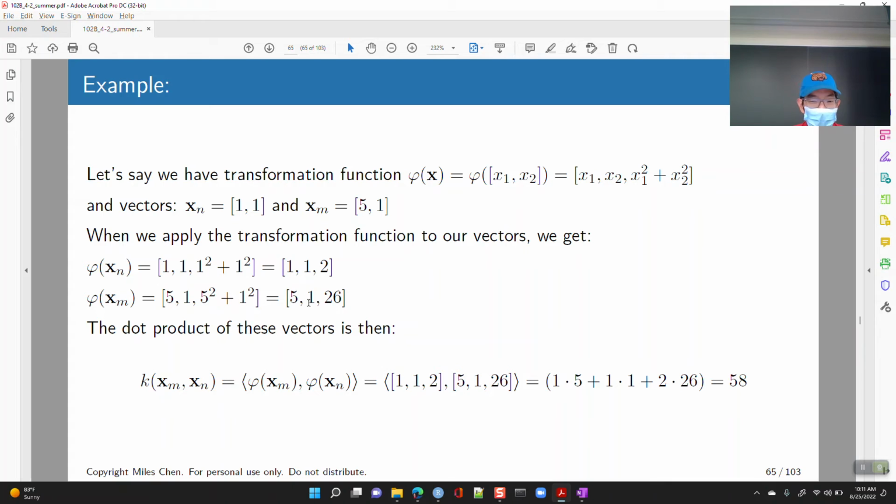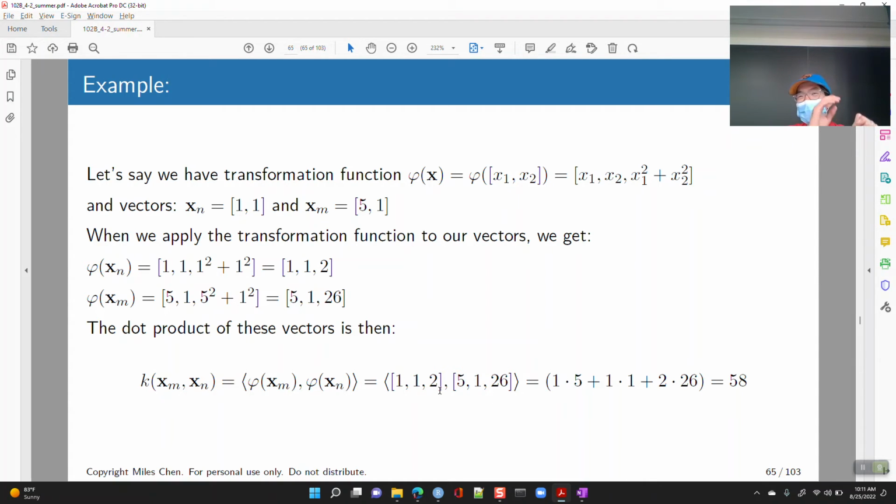And so when I take the dot product of these things, I get 1 times 5 plus 1 times 1 plus 2 times 26, right? So that's 5 plus 1 plus 52, and that adds up to 58. Okay? Is that all right?